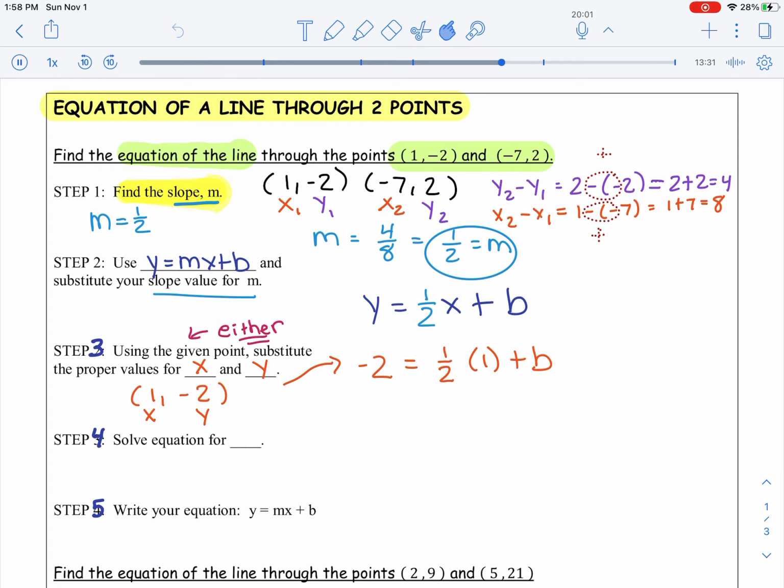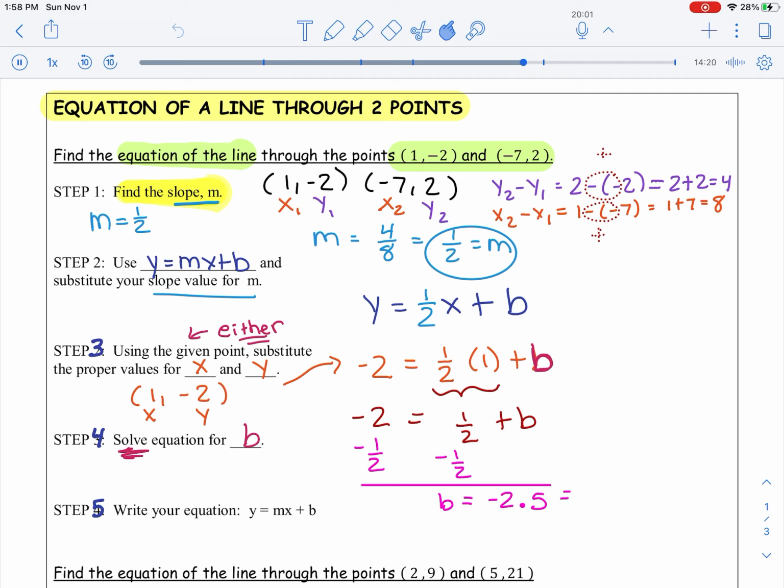But for my next step, step 3, I want to solve the equation for b. So I need to get b by itself. Well, if we're going to do that, 1/2 times 1 is just 1/2. So 1/2 plus b equals -2. Then I need to subtract 1/2 from both sides. And I'm going to get that b equals -2.5. Now, if you wanted to leave this as a fraction, you would also get -5/2. Really just depends on if you're graphing this or not and how you want to show your work.